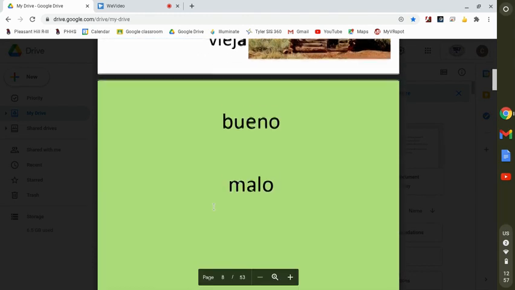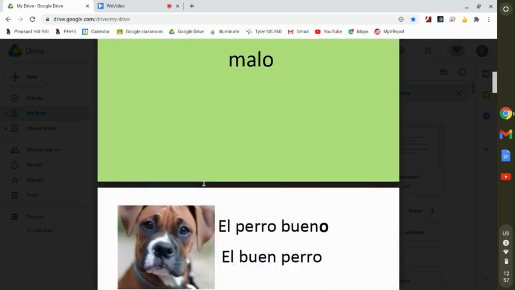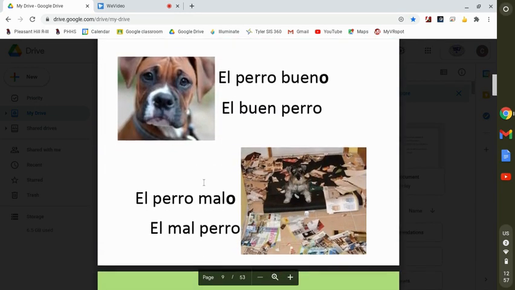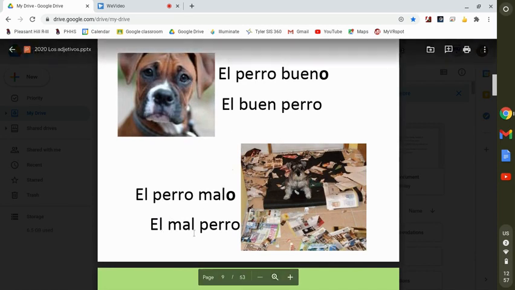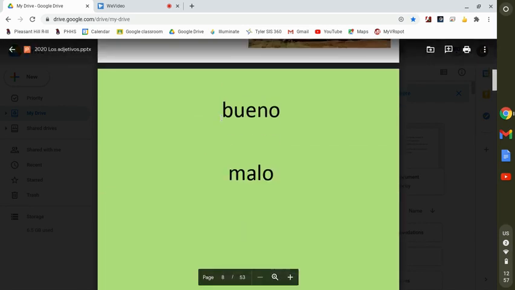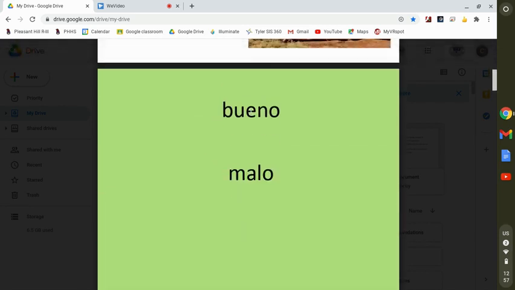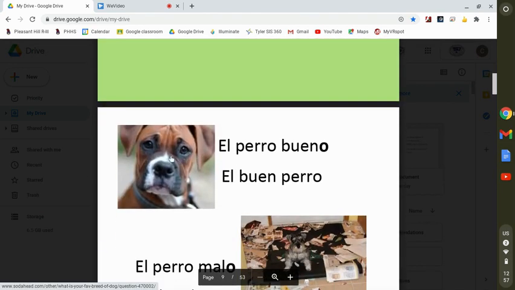Your next 2 words to write down, bueno and malo. Bueno and malo. Here are your pictures. El perro bueno or el buen perro. El perro malo, el mal perro. Okay, so on this one, on bueno and malo, I want you to put stars by them. Bueno is good, malo is bad. So I'm saying the good dog, el perro bueno.